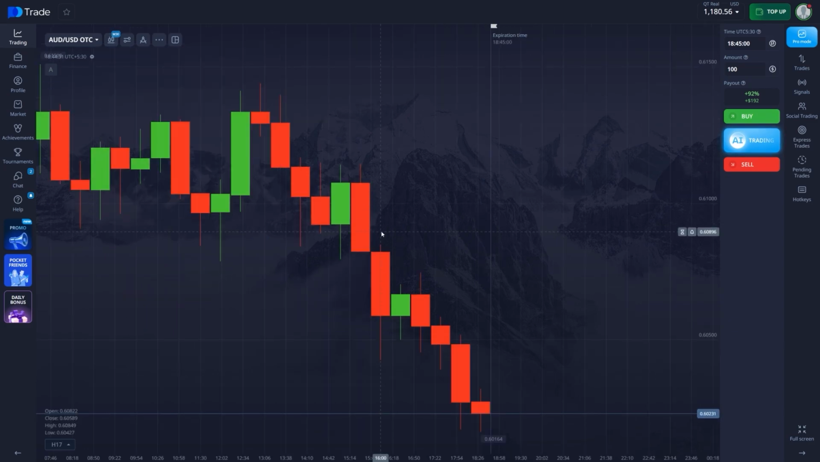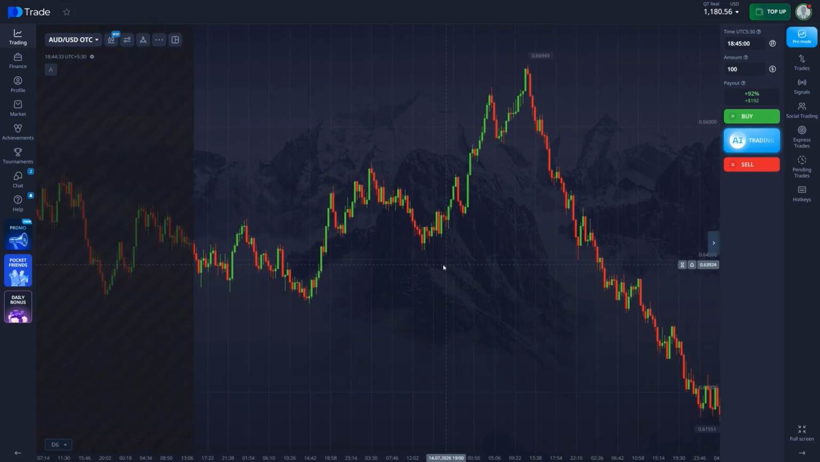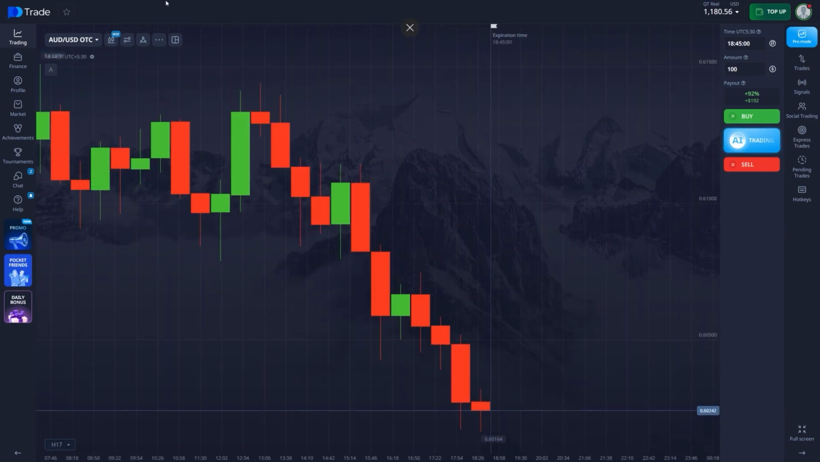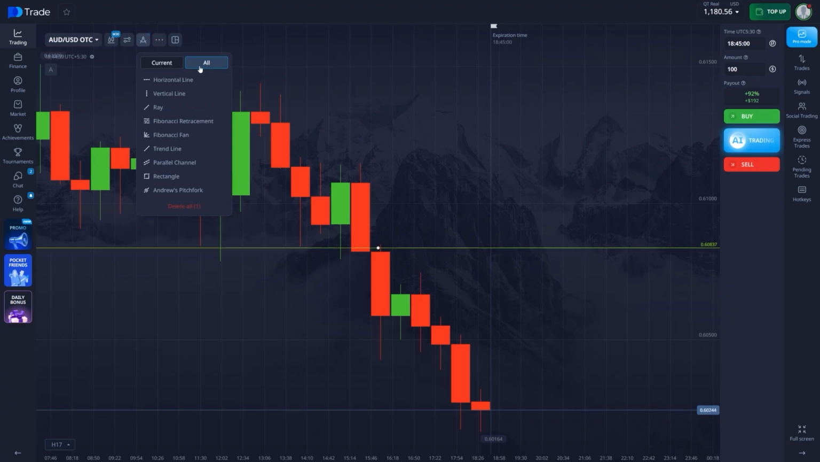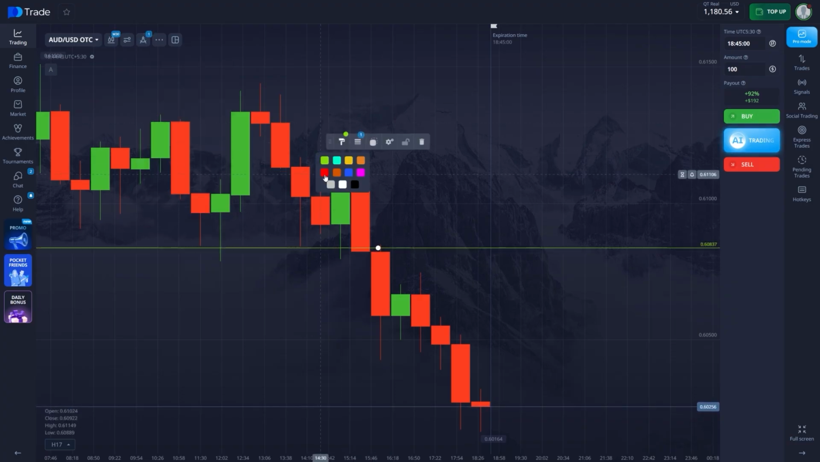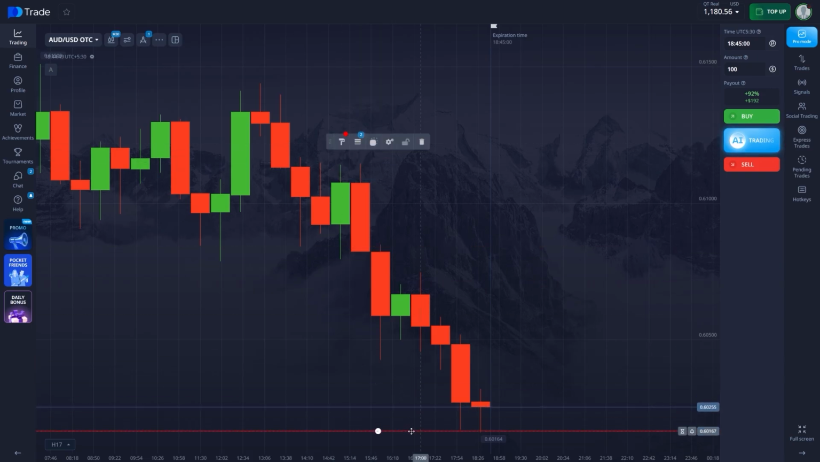The reason is simple. Higher time frame levels are usually stronger than random lower time frame levels. If you mark levels only on 1-minute or 5-minute charts, sometimes you may get too many weak zones. But when you mark levels on the 30-minute time frame, you can see the important areas where the market actually changed direction. So my process is, first, find a trending pair.